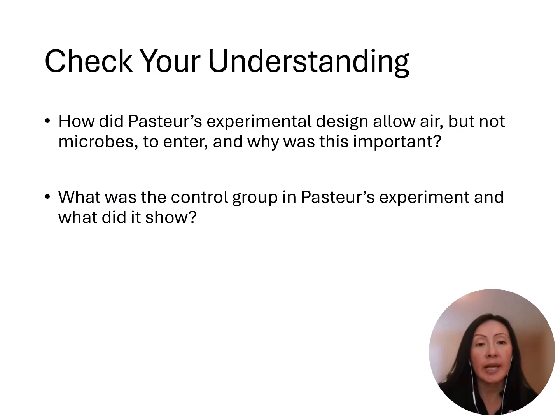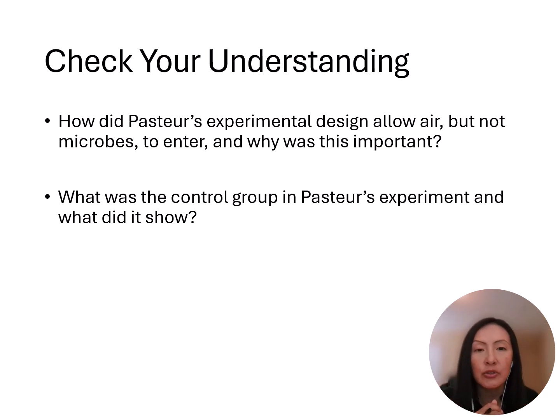Our next checkpoint asks first, how did Pasteur's experimental design allow air but not microbes to enter? So remember, he had those swan-necked flasks. It had a long curved glass tube where air could keep going in and out of the flask, but the airborne microbes were trapped in the bend of the neck and it couldn't go up and into the broth. And this was important because it showed that exposure to air alone did not cause life to appear. So microbe growth only comes from microorganisms, not from that life force.